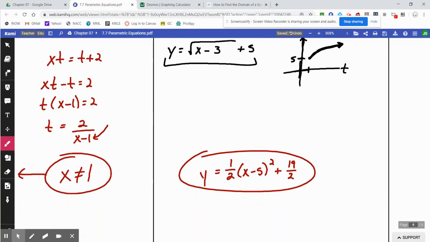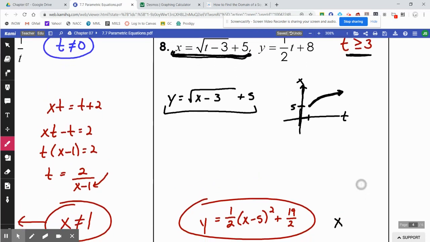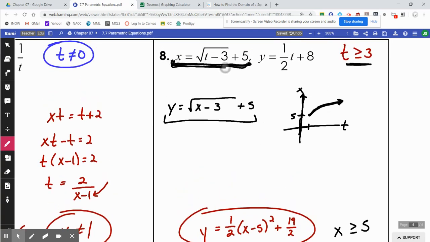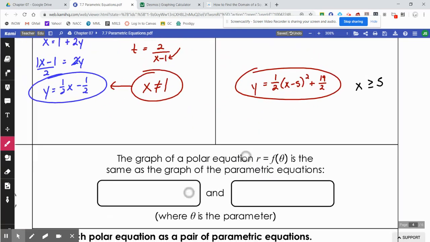So therefore, if t is restricted to greater than or equal to 3, that means x is restricted to greater than or equal to 5. So again, just use those principles that we've done before. Pretty much you found domain and range of this. The inputs are the t's, the outputs are the x's. Find the domain, find the range, and that range will tell you what your x's are restricted to.